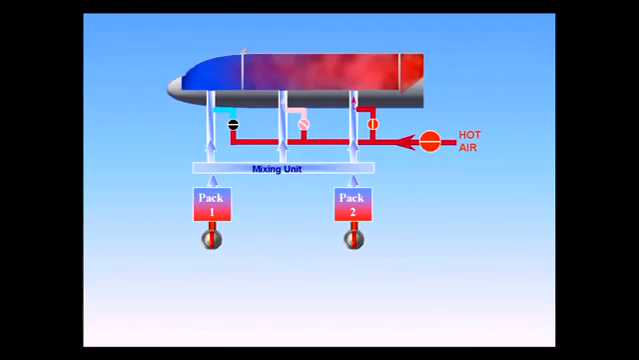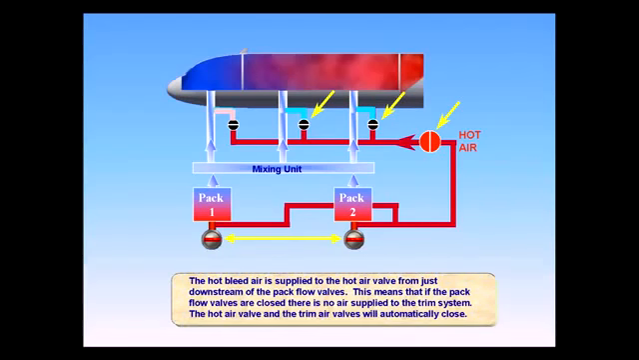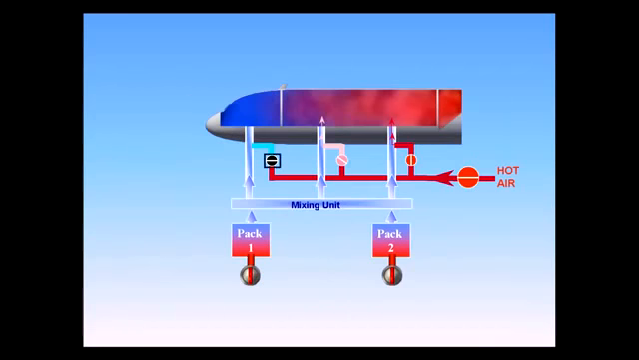The hot bleed air is supplied to the hot air valve from just downstream of the pack flow valves. This means that if the pack flow valves are closed, there is no air supplied to the trim system. The hot air valve and the trim air valves will automatically close. The trim air valves and the hot air valve are controlled by the zone control computer.